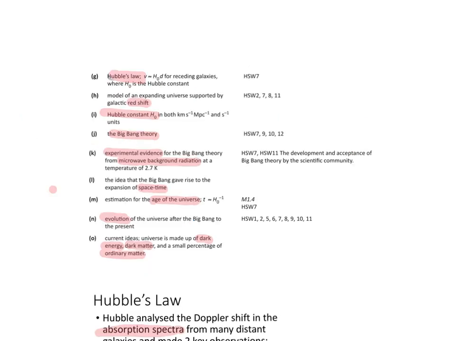Just to quickly check on the learning outcomes, we talked about Hubble's law, with H not being the Hubble constant. We talked about how the redshift shows that the universe is expanding. And we also looked at how we can calculate the Hubble constant in both kilometers per second per megaparsec and per second as units. So we're going to have a go at the Big Bang Theory and the evidence behind it, and then look a little bit into the evolution of the universe.